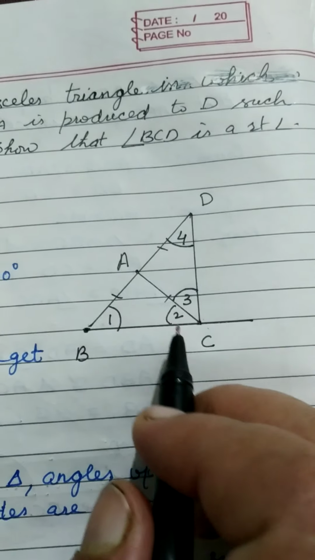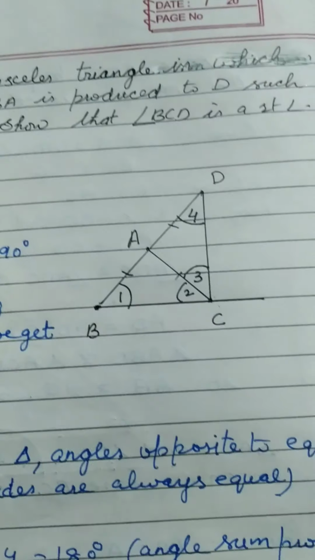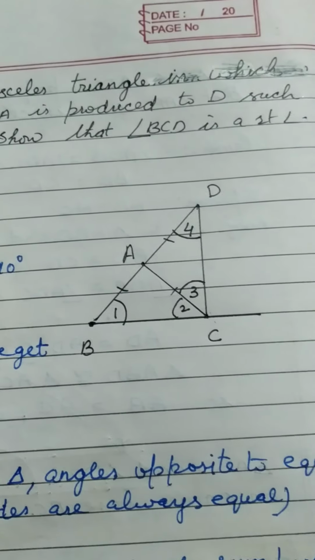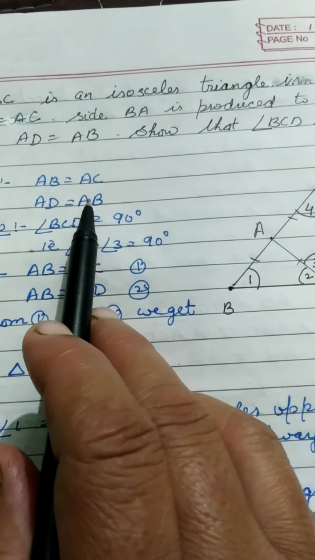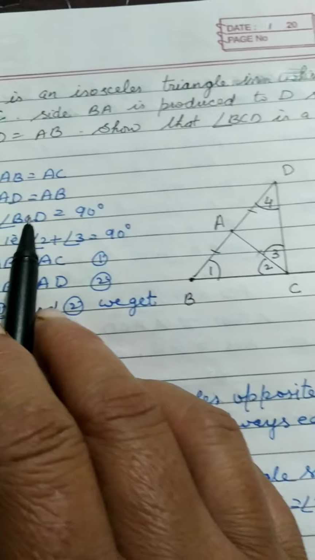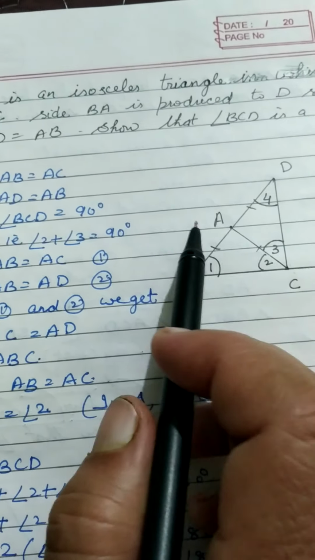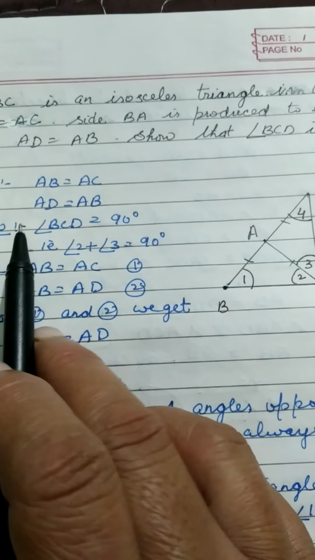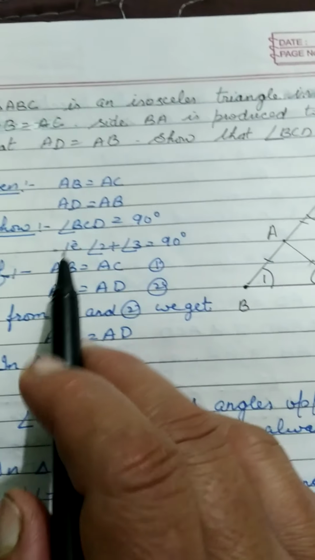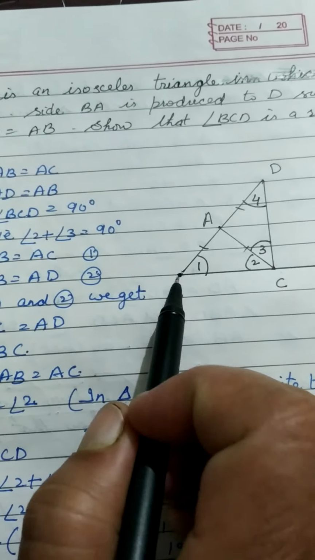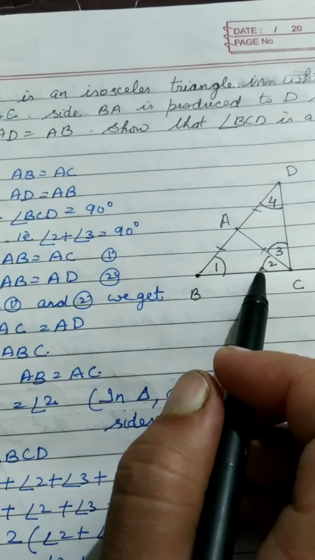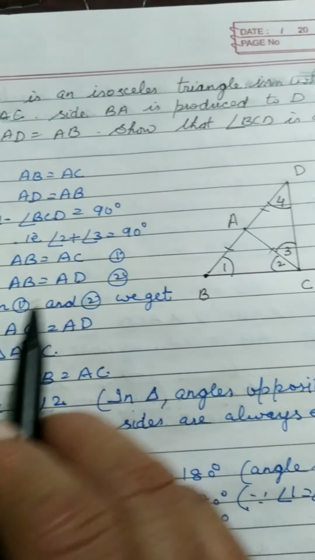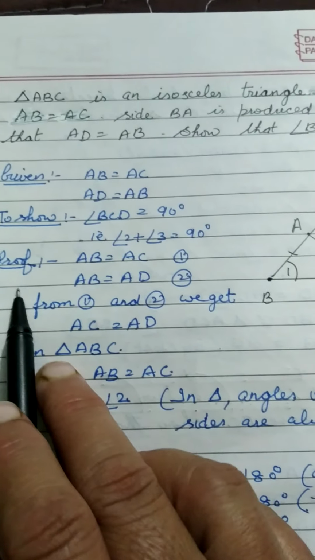Angle BCD means angle 2 plus angle 3. Now we are to prove that angle 2 plus angle 3 is equal to 90 degrees. Now what is given in this question? It is given that AB is equal to AC, AD is equal to AB, and to prove is that angle BCD is equal to 90 degrees. Means we are to prove angle 2 plus angle 3 is equal to 90 degrees. Now we take the proof.